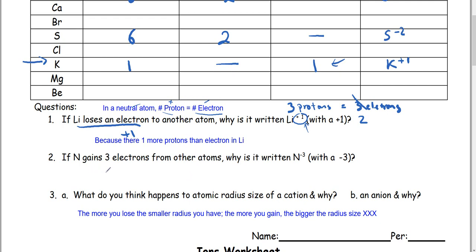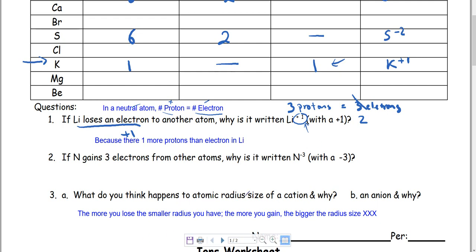If you gain 3 electrons from another atom, why is it written as N minus 3? So N minus 3 means you have 3 more electrons than protons. That is why it is indicated as negative 3, a negatively charged ion.